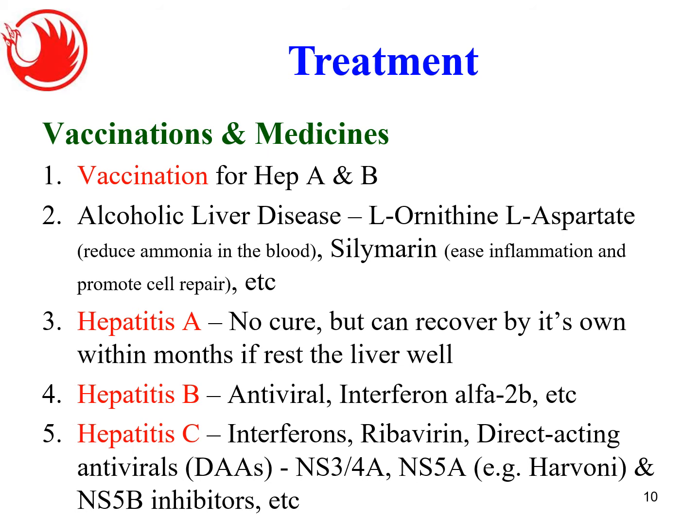The third one will be for hepatitis A. No cure, but it can recover by letting the liver rest well within a period of time. In most cases, it takes about 6 months to recover. For hepatitis B, it depends if it's acute or chronic. If the doctor determines the hepatitis B infection is acute, meaning it's short-lived and will go away on its own, you may not need any treatment.